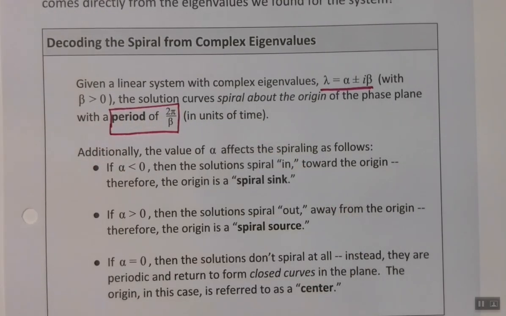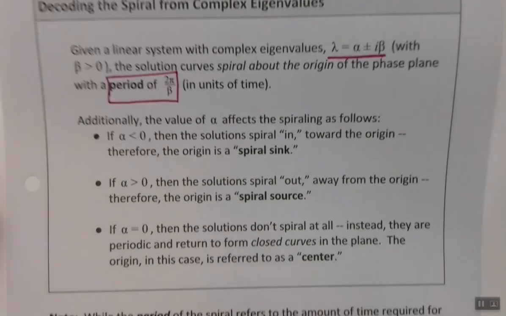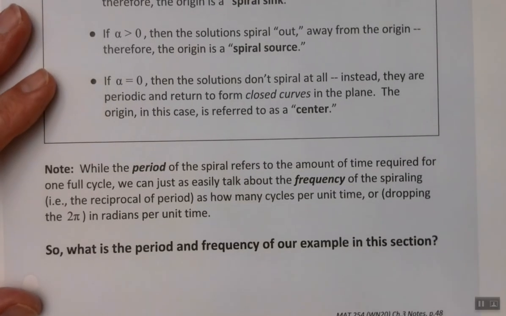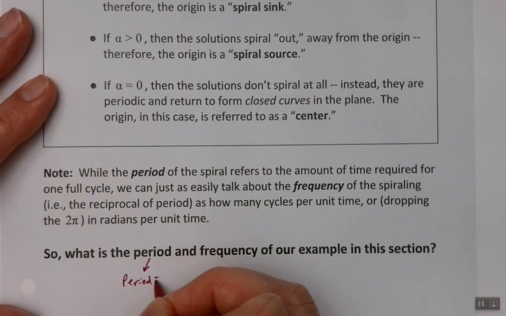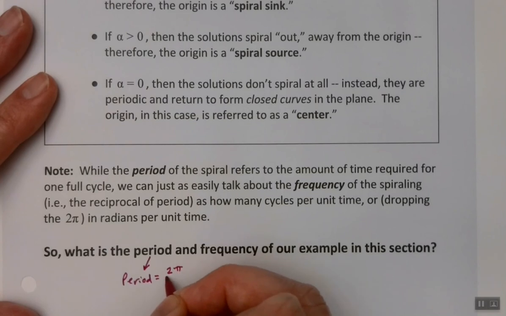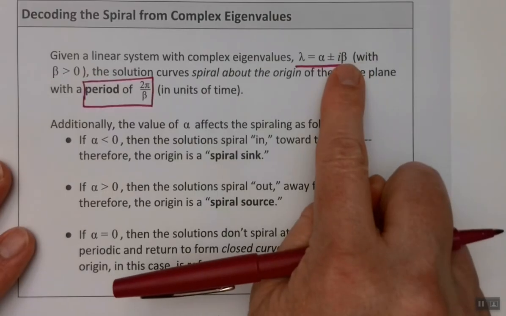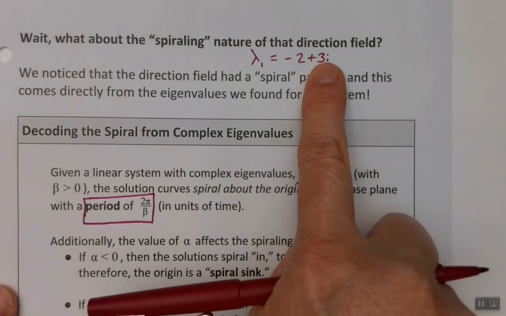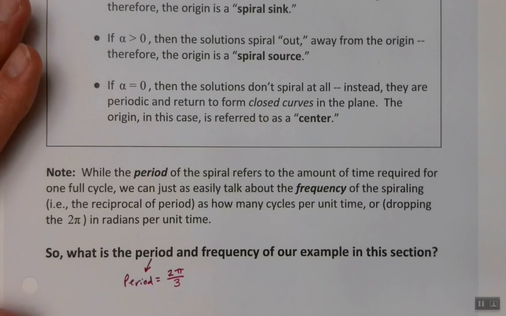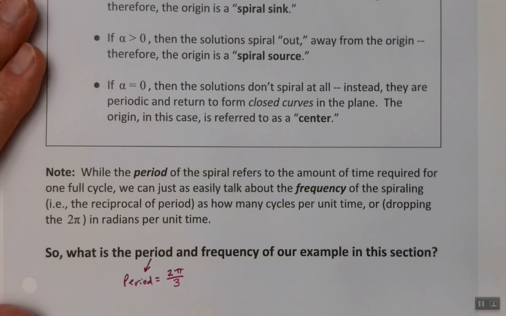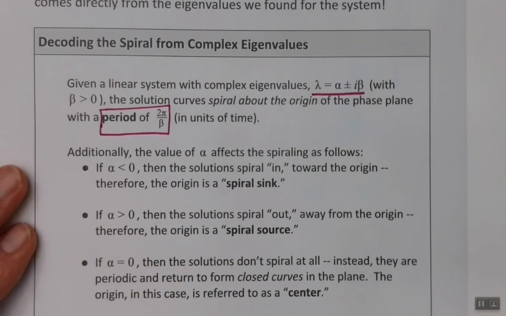And so that means for our example, at the very bottom of the page, you'll see the period was 2 pi over the beta. And the beta from our eigenvalue up here was the 3. And so all we'd have to do is write 2 pi over 3. That is the period of the solution curves as they spiral around the center.